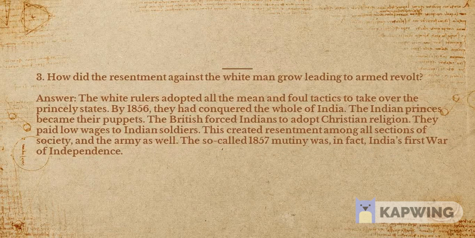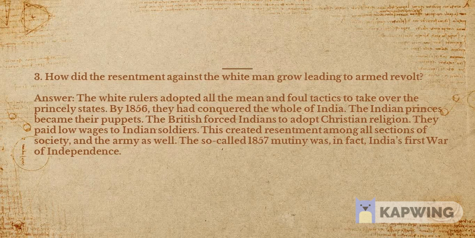Next question. How did the resentment against the white men grow, leading to armed revolt? Answer is, the white rulers adopted all the mean and foul tactics to take over the princely states. By 1856, they had conquered the whole of India. The Indian princes became their puppets, and the British forced Indians to adopt the Christian religion. They paid low wages to Indian soldiers and this created resentment among all sections of society and the army as well. So, the so-called 1857 mutiny was in fact India's first war of independence.